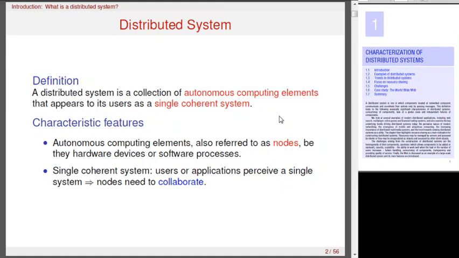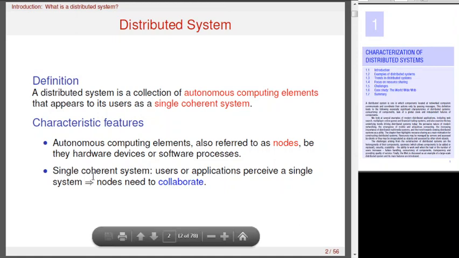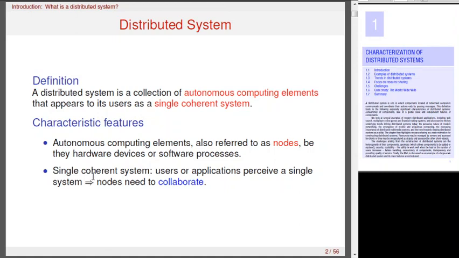So what happens actually here is that autonomous computing elements are there, also referred to as nodes. They may be hardware devices or software processes. Also, the users and applications perceive a single system. They believe that they are interacting with a single system.